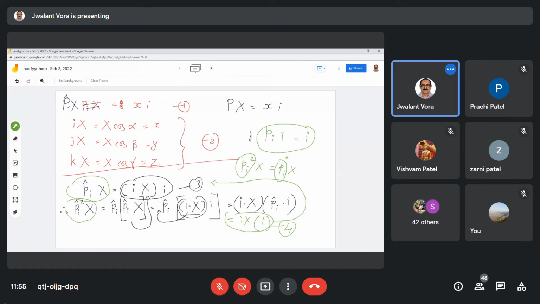Thus this is expressed by saying that the projection operator is idempotent. So pi square is equal to pi. It is said to be idempotent.